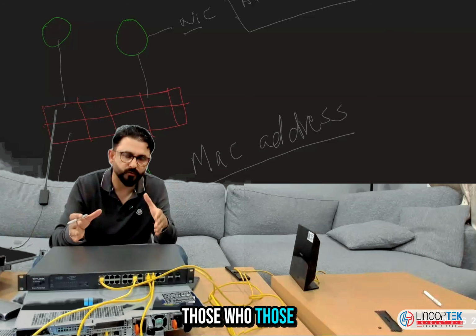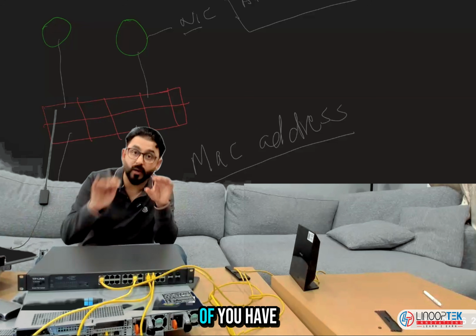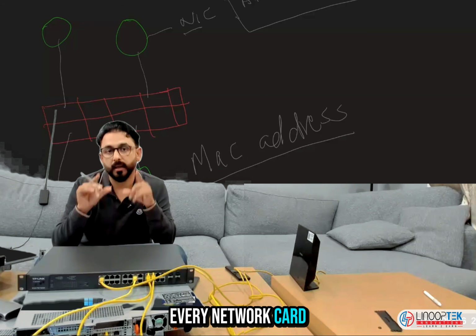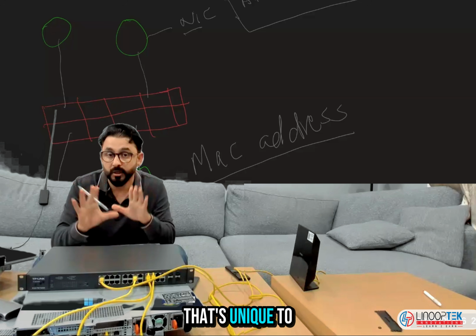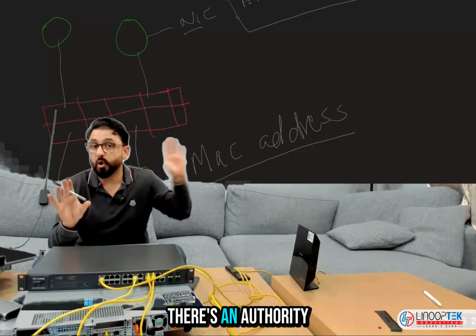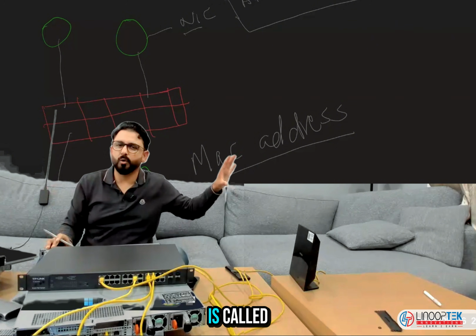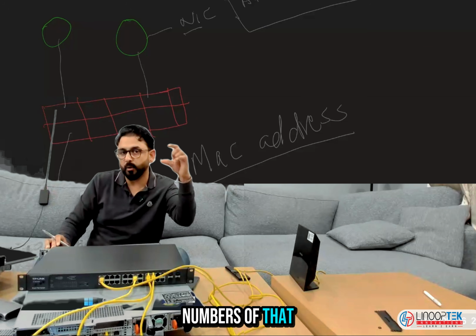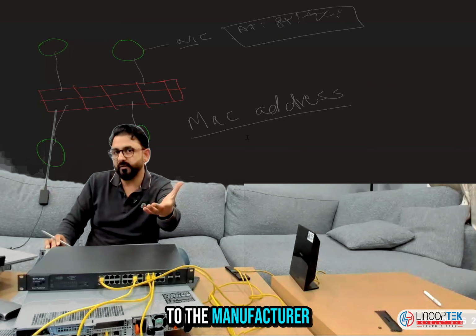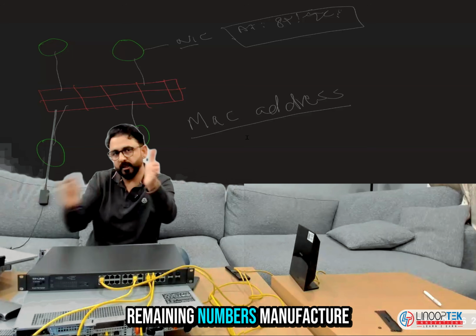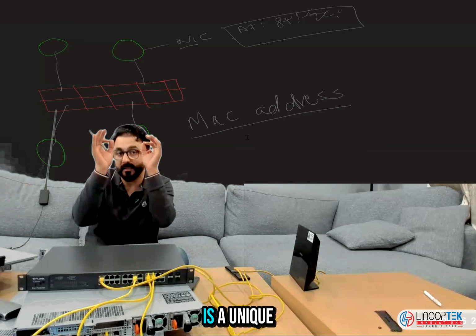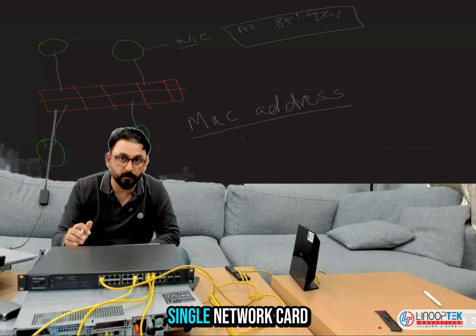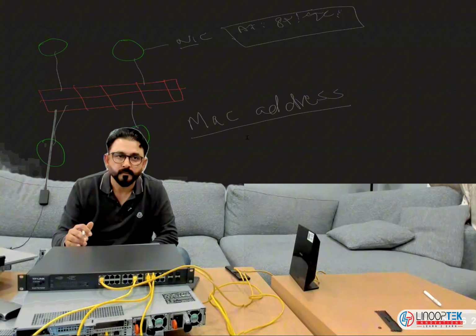You know that, right? Those of you who are living in the United States, every single one of you has a unique Social Security number. Just like that, every network card has a unique number. There's an authority, I don't know what it's called, IEEE. They give certain numbers of the MAC address to the manufacturer, and then the manufacturer makes sure that it's a unique number in the entire universe assigned to that single network card. You know why?